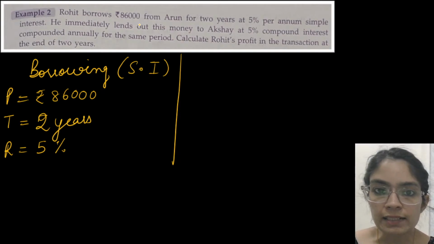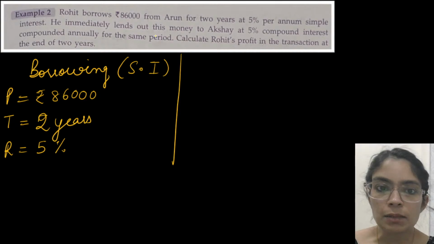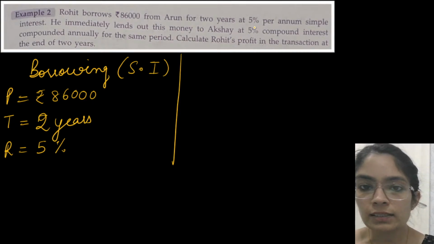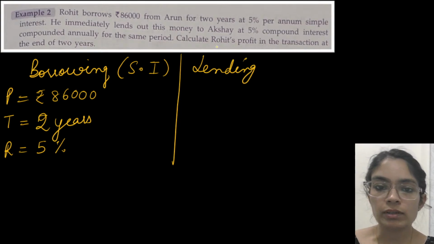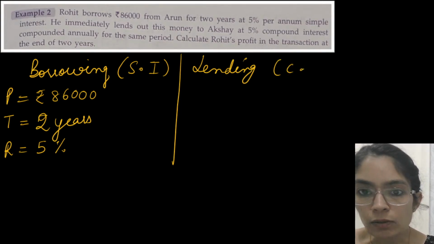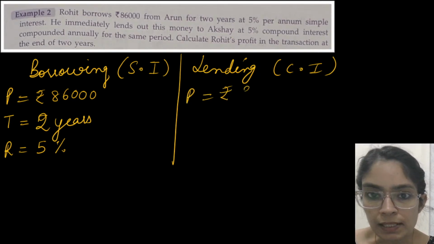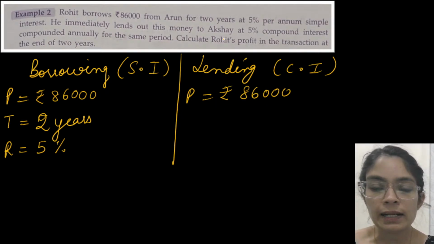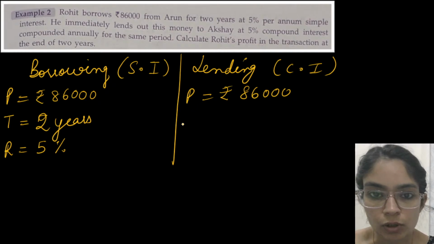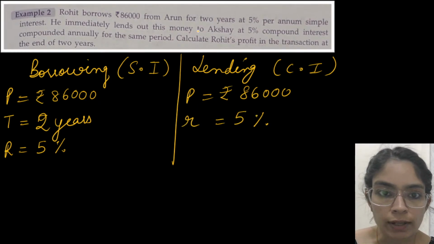So Rohit borrows 86,000 from Arun for 2 years at 5% per annum. Then he immediately lends out this money to Akshay. So again he is doing lending. The same money which he has borrowed, he is lending to some other person at compound interest. Okay, so here the same thing I will write. Principal is the same, principal is 86,000. So the same money, he immediately lends out to Akshay at 5% compound interest. So R is equals to 5% for the same time period.